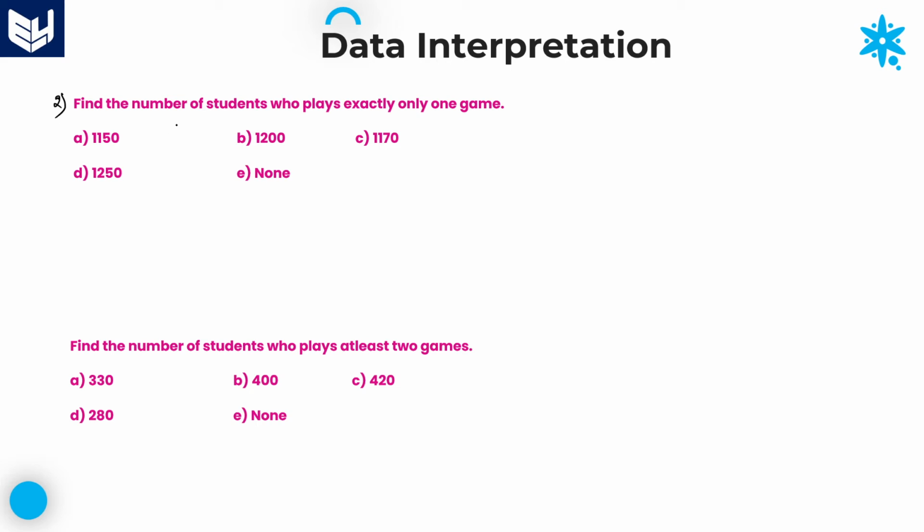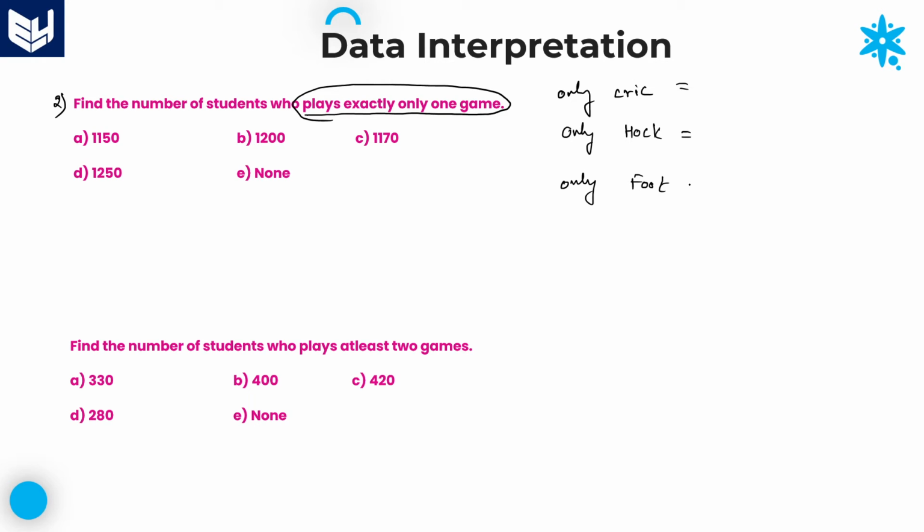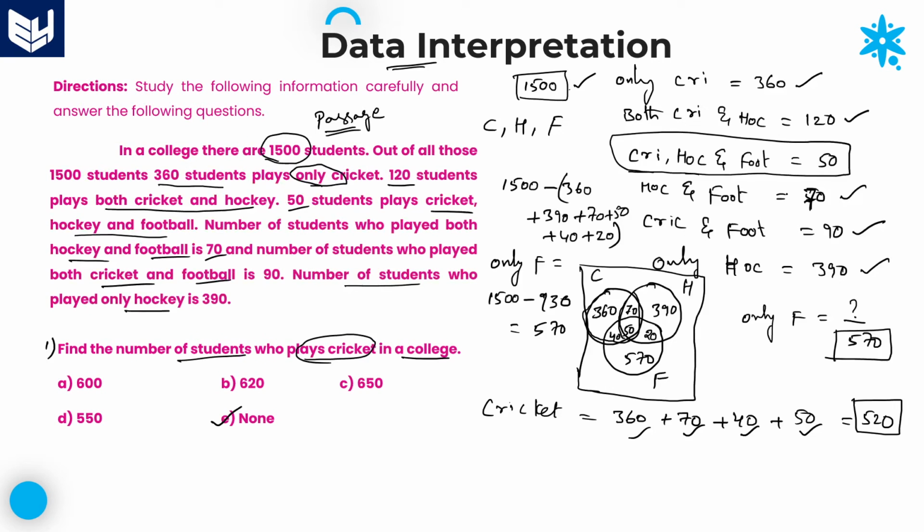Here is the second question. Find the number of students who play exactly one game. Who plays exactly one game? It means exactly one game. It might be only cricket, it might be only hockey, and it might be only football. Now you need to take all these three values and then add those three values. Only cricket is 360. Only hockey 390. Only football 570.